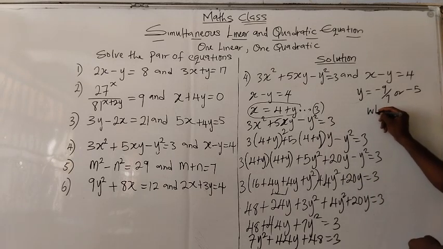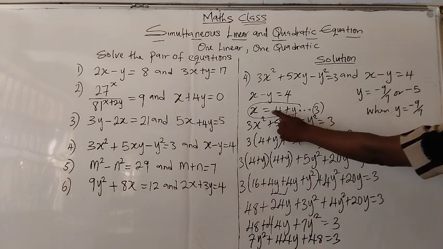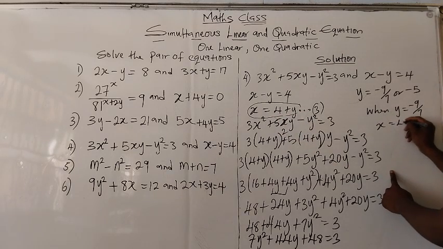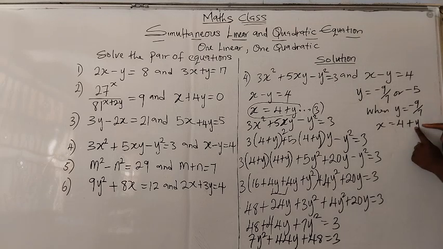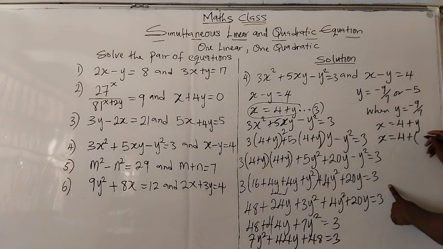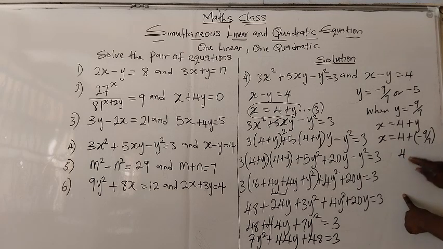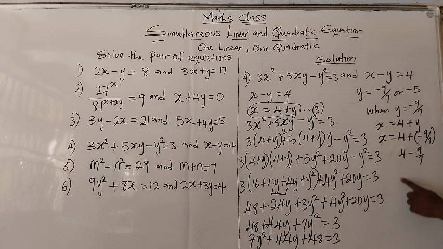So we simply say when y is negative 9 over 7, substitute it here. That is, x is equal to 4 plus y. Anywhere you see y, put negative 9 over 7. So x is going to be what? 4 plus negative 9 over 7. Open the bracket. We have 4 minus 9 over 7. We add using LCM. The LCM is 7. 7 times 4 is 28, minus 9. This will give me 19 over 7. So our x is 19 over 7.